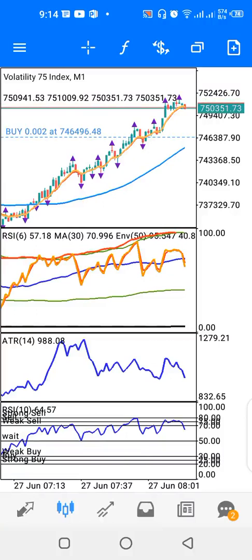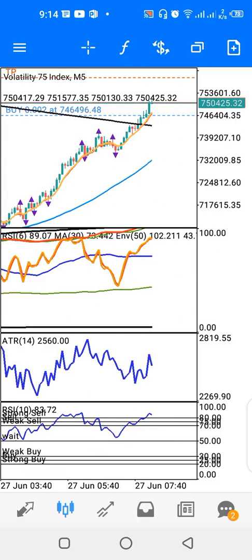Today we'll be looking at how you can trade volatility 75 index. Okay, I have V75 index and I have it on the 5 minutes time frame. You can trade using this strategy with 4 windows.